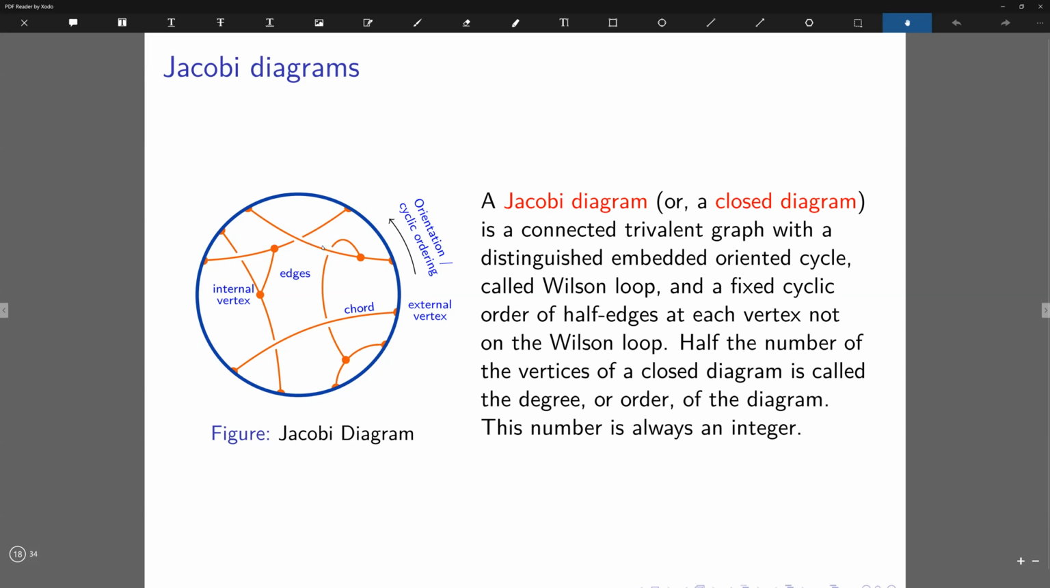So it splits the vertices into internal vertices and vertices on the circle. And for each internal vertex, there's a cyclic order of the 3 half edges. For example, if you look at this vertex, there's a cyclic order here. This is why you couldn't draw this edge like this. It has to come from the upper side because there's a cyclic order here.